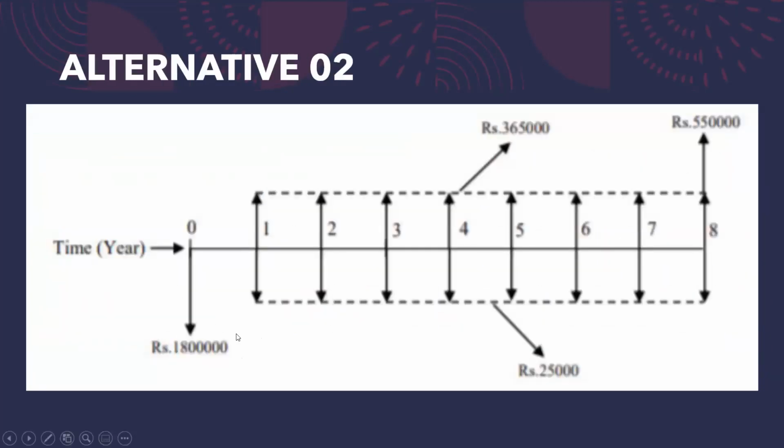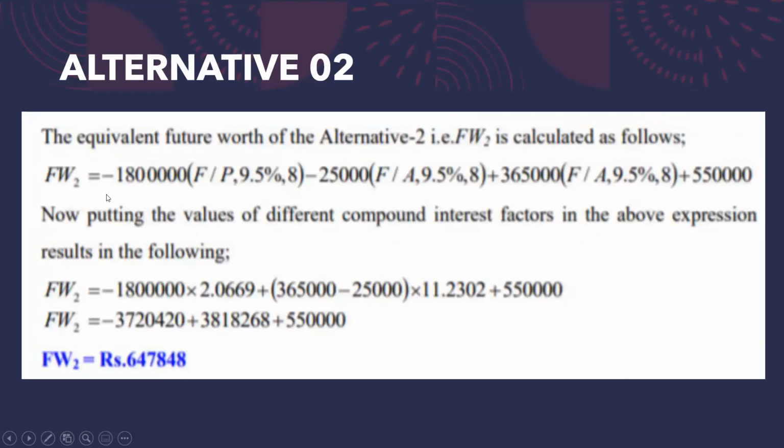So you can see here, initially the cash outflow is the purchase value of 1.8 million. Then you have an annual operating cost of 25,000, an annual expected revenue of 365,000, and the final salvage value of 550,000. Based on this, you can calculate the future value for alternative two. If you do that calculation, you will get 647,848 as the future worth of alternative number two.